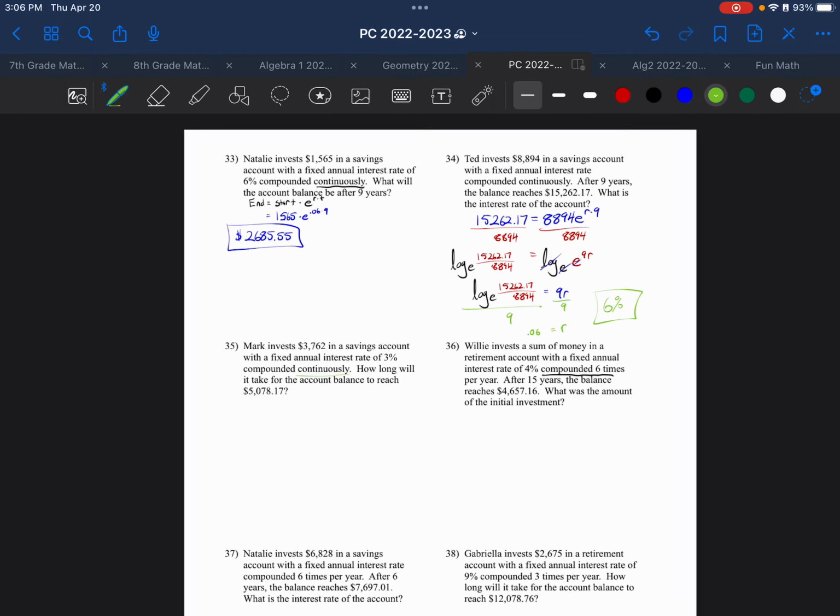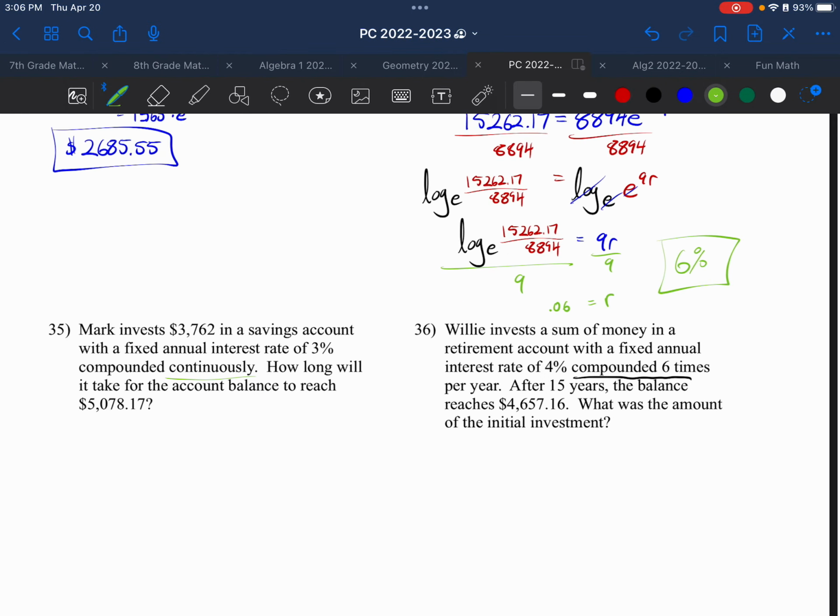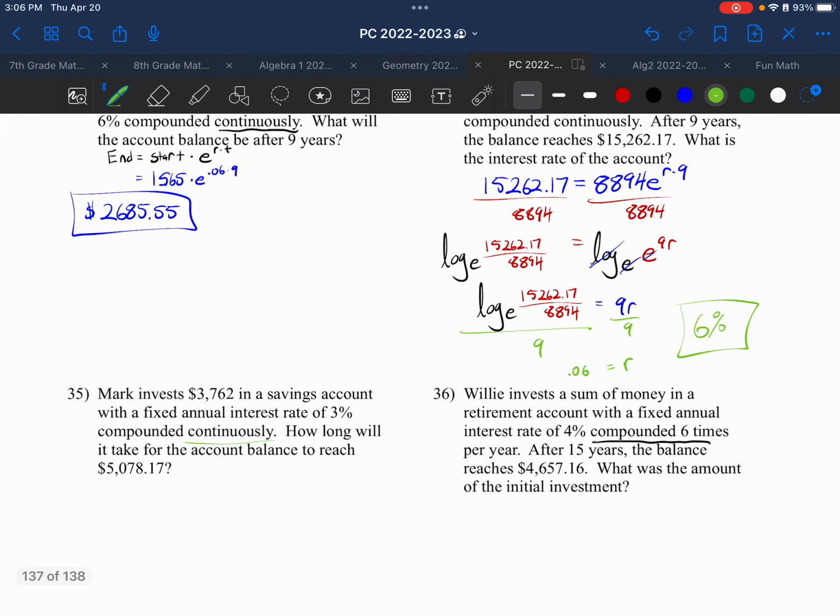Number 35, again, same word continuously, so same exact formula. I'm going to leave the formula up there so you can see it. I still want to be able to have room. There we go. So the end amount we do know is going to be 5078.17.